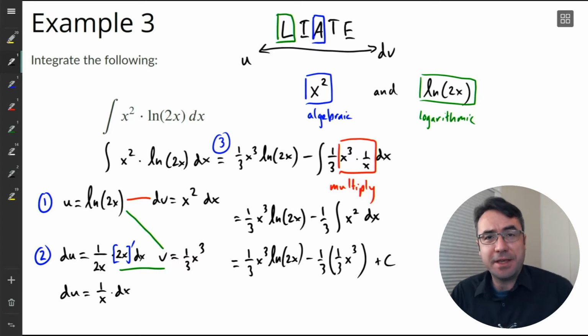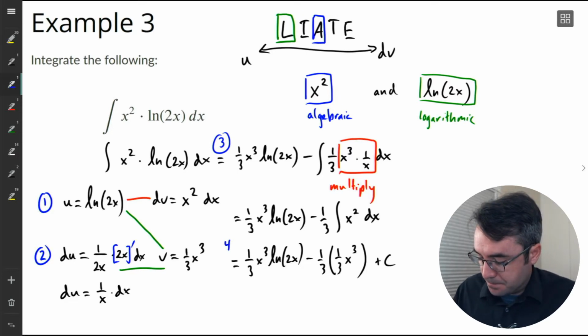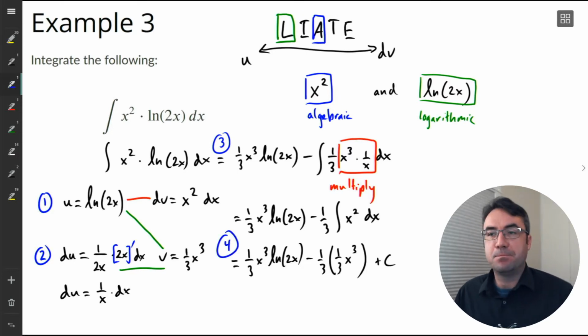And maybe the only thing we could do a little bit further, there's a little factoring we could do if we really wanted to. We could factor out a 1/3 x cubed. We could multiply those 1/3s together, but that's fine. So we'll stop there. That was step 4. Finish the integration.